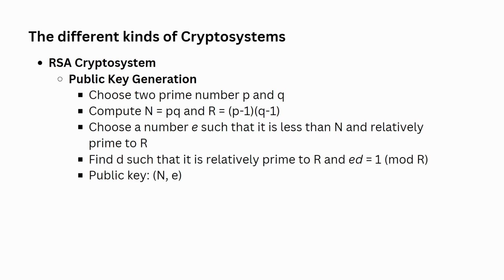Next we have the RSA crypto system, which is a public key generation. The steps include choosing two prime numbers, P and Q, computing n equals PQ and R equals P minus 1 times Q minus 1. We will then choose a number E such that it is less than n and relatively prime to R. Find D such that it is relatively prime to R and ED equals 1 mod R. We will then have the public key.